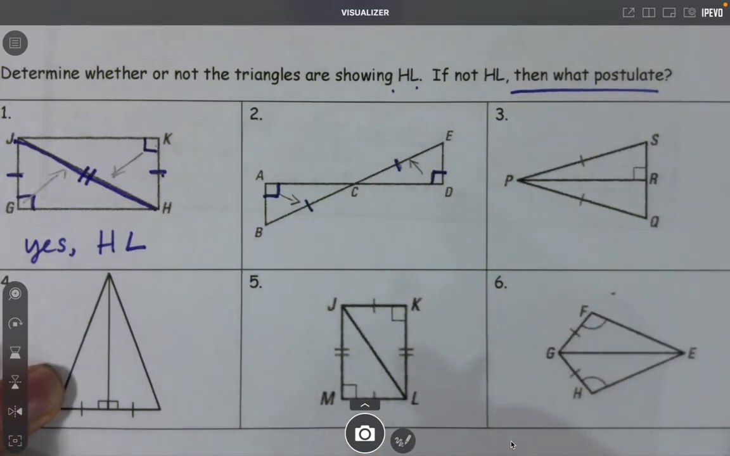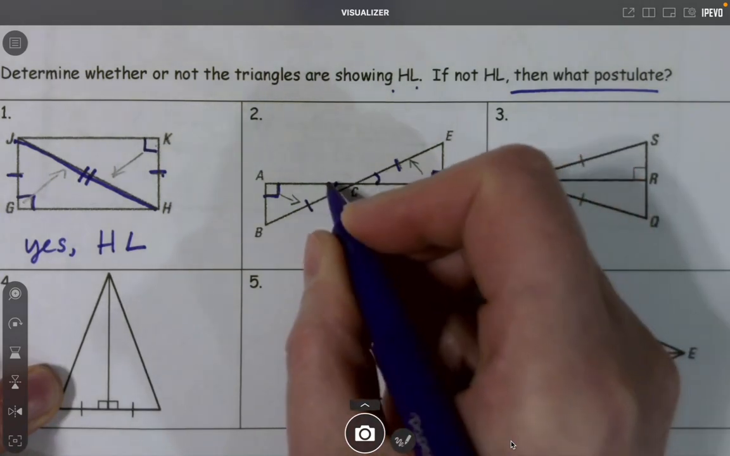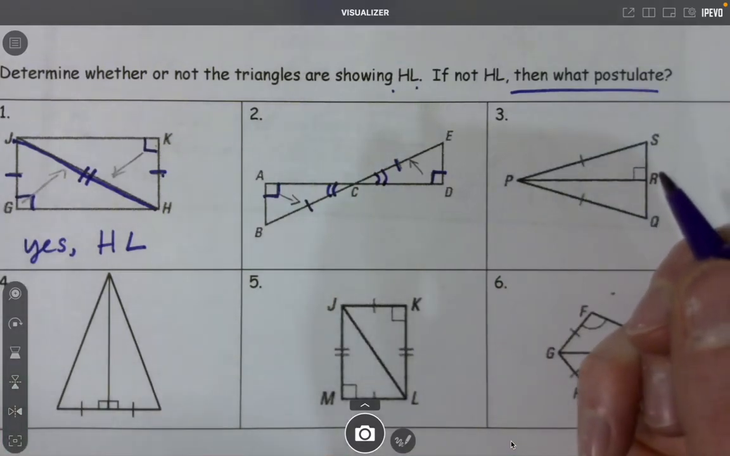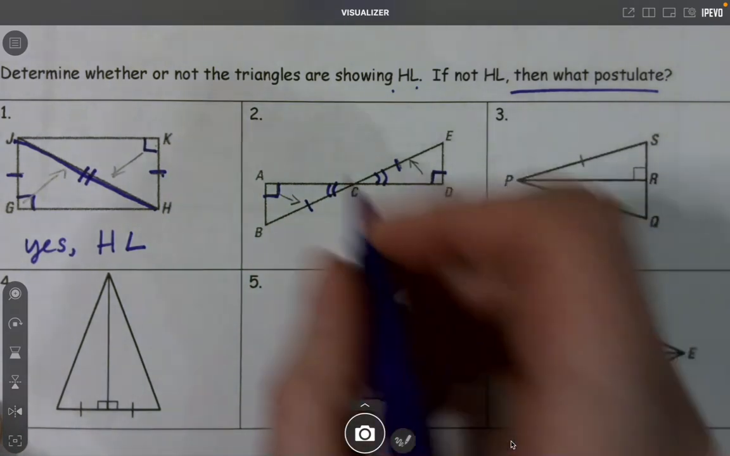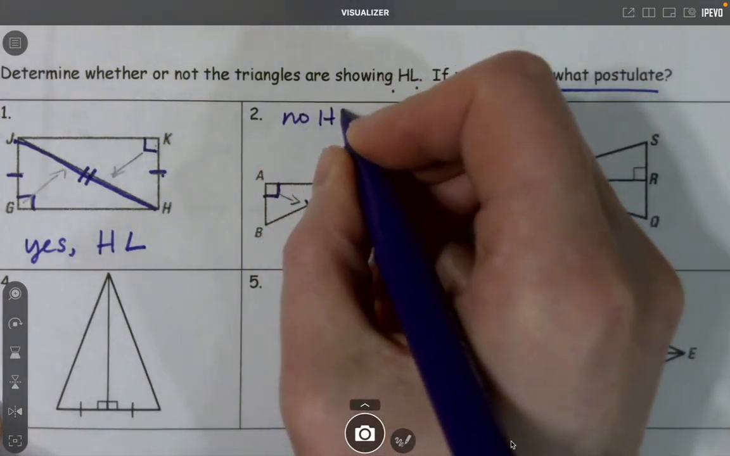But I do have vertical angles. So I have this vertical angle here and a vertical angle on the other side. So we know that our vertical angles are congruent also. So do we have HL? No, we don't have HL. So let's write no HL.